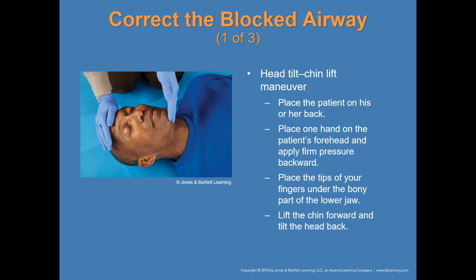To open that airway, we are going to use the head tilt chin lift maneuver. So the patient's on their back. We're going to put one hand on the patient's forehead and apply pressure backward. We're going to put the tip of our fingers under the bony part of the lower jaw. It's important that it goes on the bony part of the jaw, not into that soft tissue under the jaw, because if you do, you can be blocking off their airway. Your airway runs right through there, so we want to make sure that it's on the bony part and not on the soft tissue. Once we have it positioned there correctly, we're going to lift the chin forward and tilt that head back.